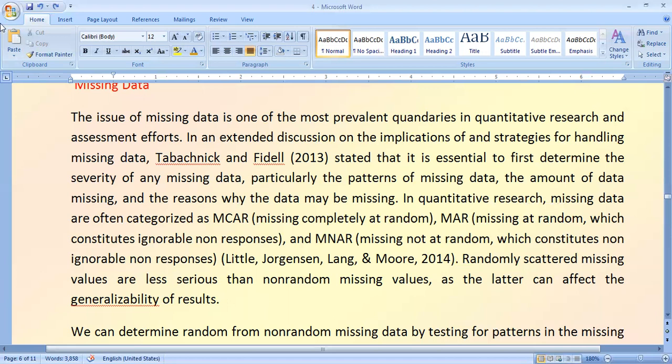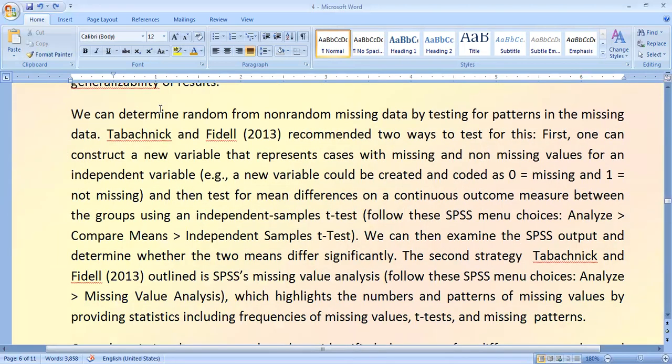In quantitative research, missing data are often categorized as MCAR, meaning missing completely at random; MAR, missing at random, which constitutes ignorable non-response; and MNAR, missing not at random, which constitutes non-ignorable non-response. Little, Jorgensen, and Long and Moore, 2014. Randomly scattered missing values are less serious than non-random missing values, as the latter can affect the generalizability of the results.